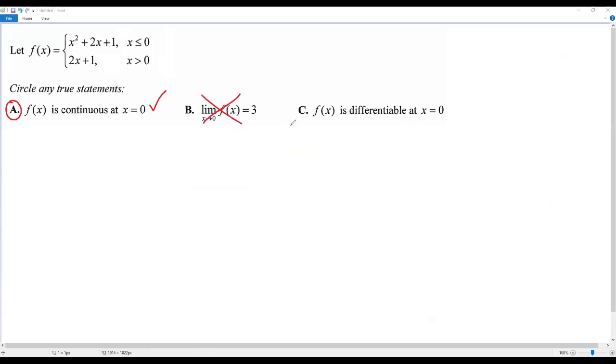Now we can check whether the statement given in part C is true or false. That is, f of x is differentiable at x equals 0. Since we have to check whether the function f of x is differentiable at x equals 0, we have to find the derivative of the given function f of x.